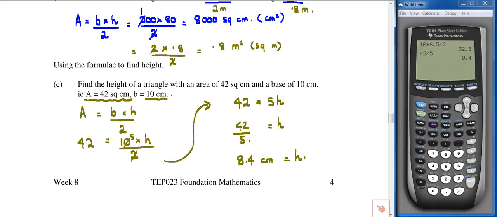The other thing we could have done was transpose the formula, and that's what we're going to do next. As you can see, I've substituted directly into the formula as it was given to me, but I can change it round to rewrite the formula as h equals something in terms of area and base. So that's what we'll do on the next page.